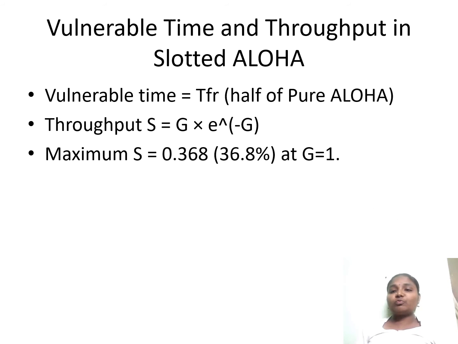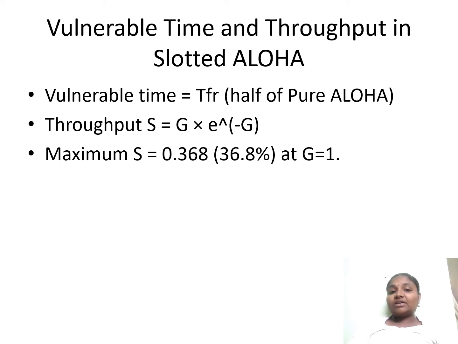Vulnerable time and throughput in slotted Aloha. The vulnerable time is equal to TFR. This is an extension of pure Aloha, so TFR is the vulnerable time. And the throughput S equals G into e power of minus G.